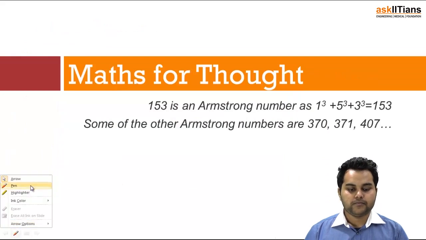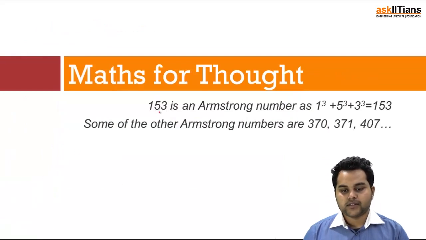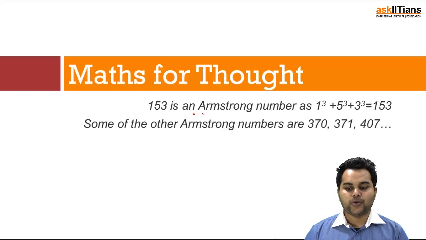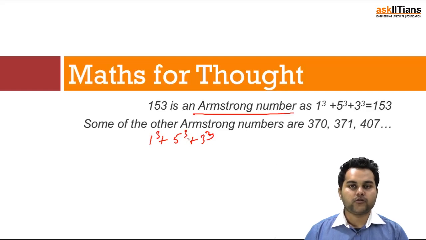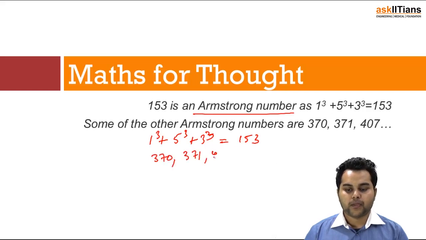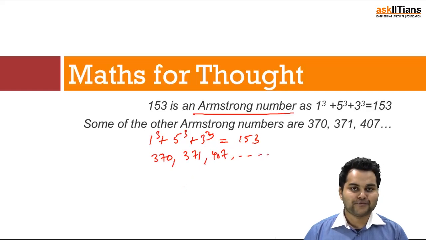Now just for fun, I have a slide: 153 is an Armstrong number. What's an Armstrong number? The numbers which can be written in this form, such that the sum of the cubes of the 3 digits is itself the number. Write down the rest of the numbers for yourself, and find any more Armstrong numbers if you can.